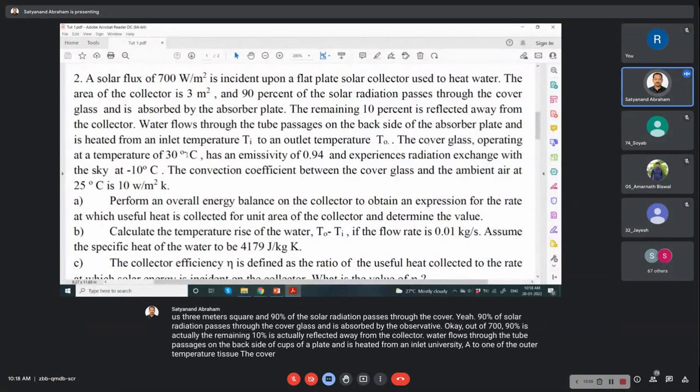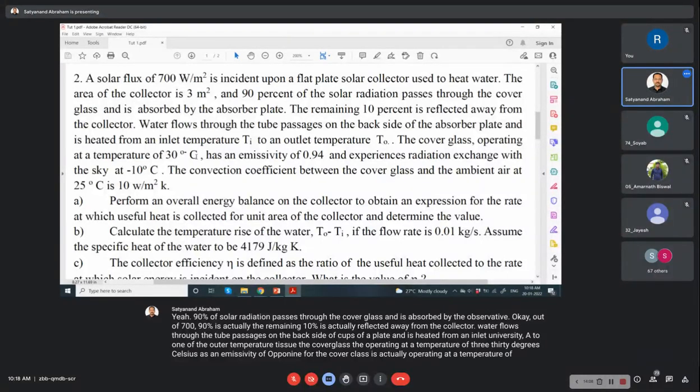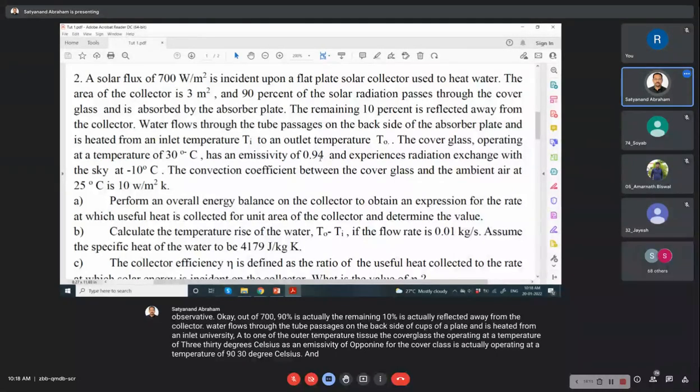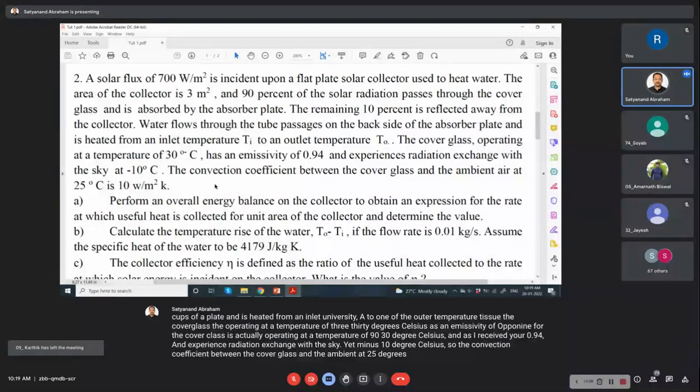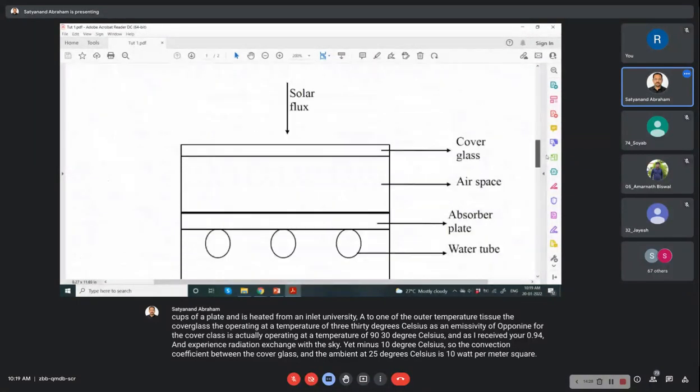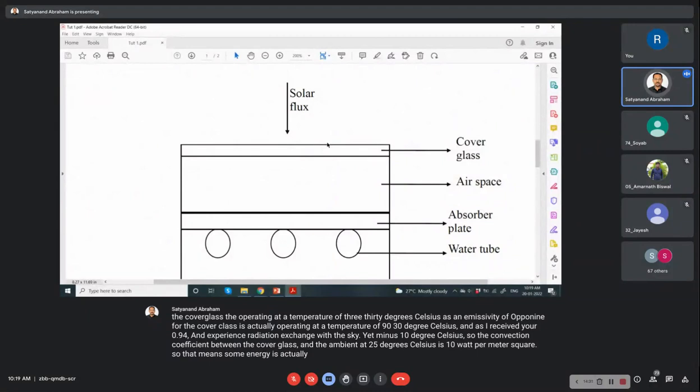The cover glass is operating at a temperature of 30 degrees Celsius and has an emissivity of 0.94 and experiences radiation exchange with the sky at minus 10 degrees Celsius. The convection coefficient between the cover glass and the ambient air at 25 degrees Celsius is 10 watt per meter square.